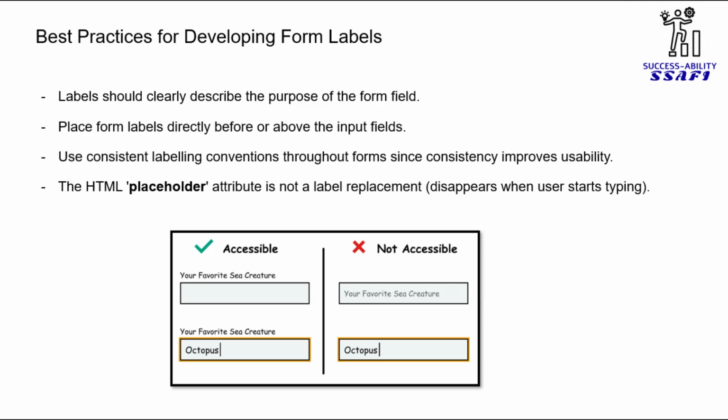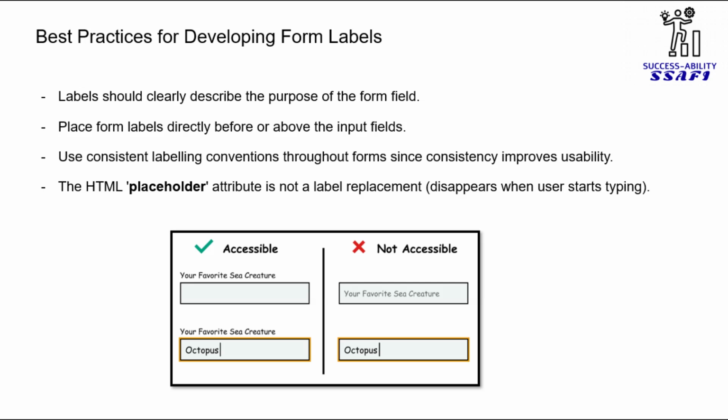Best practices for developing form labels. Labels should clearly describe the purpose of the form field, and vague labels like "enter here" or "this field is required" should be avoided. Use consistent labeling conventions throughout forms, since consistency improves usability. Place the form label directly before or above the input field. This ensures users can easily associate the label with its corresponding field.